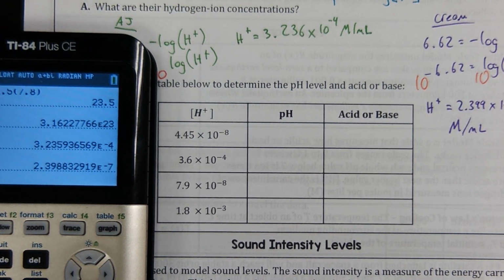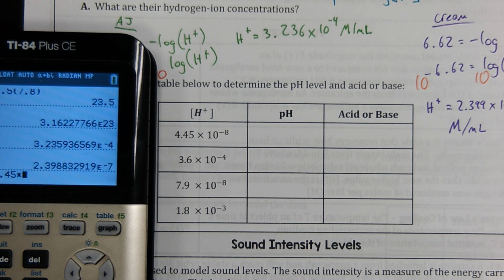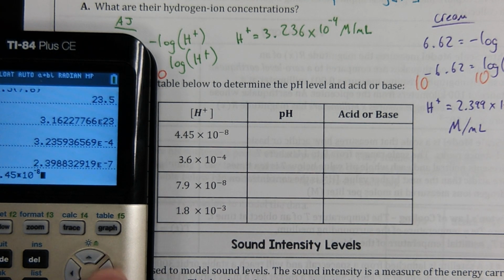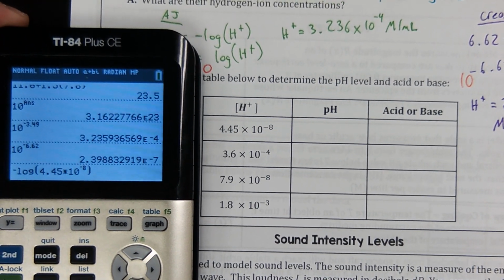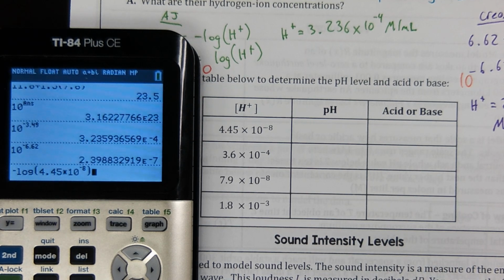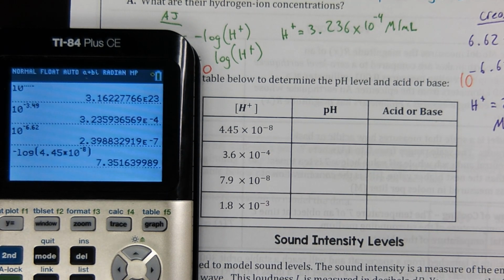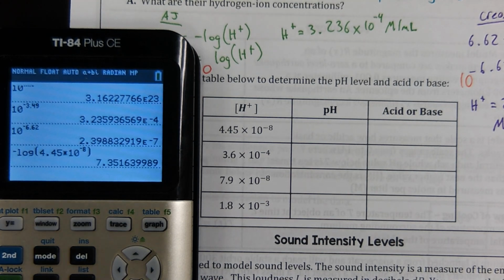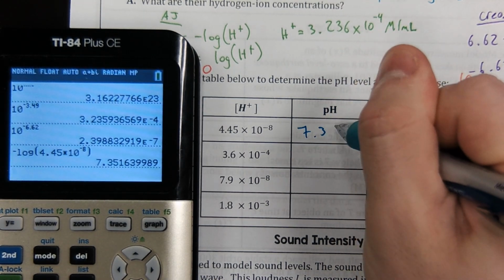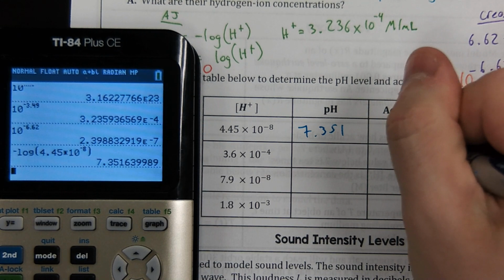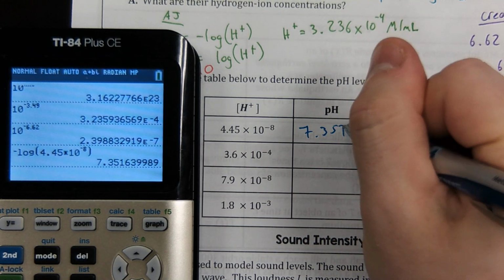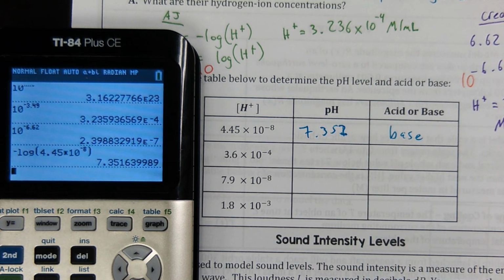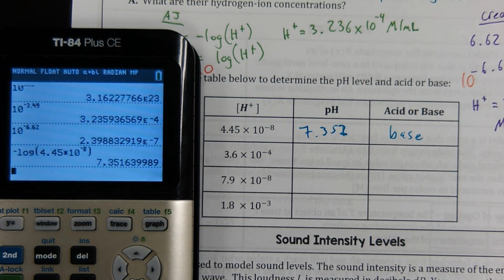Negative log of 4.45 times 10 to the negative 8. I'm just typing it directly into the calculator, into the formula that you don't have to memorize. Equals 7.351. Since it's above 7, that's a base. Yes, sorry, 7.352. Yep. And that is a base. Negative log. It stinks having to type all these in.